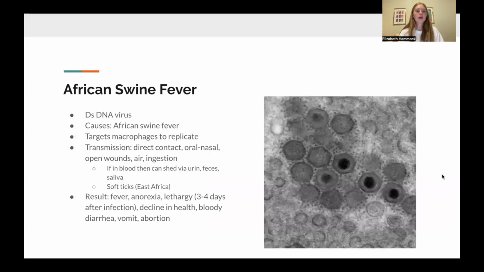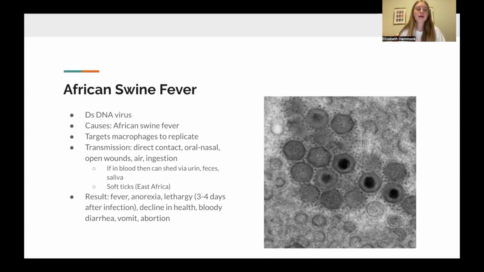And then the last pathogen that we're going to go through specifically is African swine fever. This is a double-stranded DNA virus which causes African swine fever. It targets macrophages to replicate, and the transmission is through direct contact, oral, nasal, open wounds, air, and ingestion. And if the pathogen does get into the blood, then it can also shed via urine, feces, and saliva.